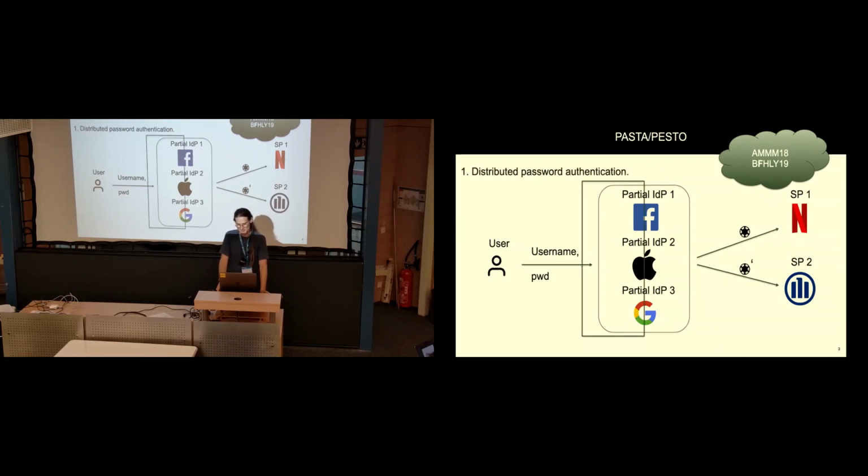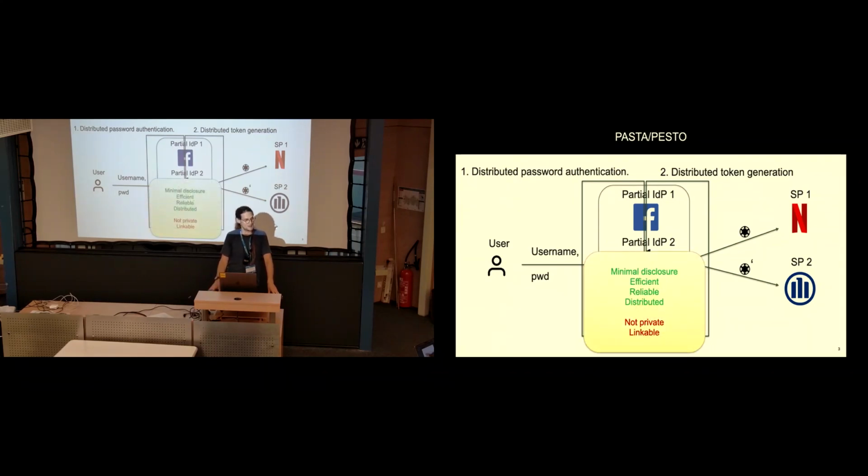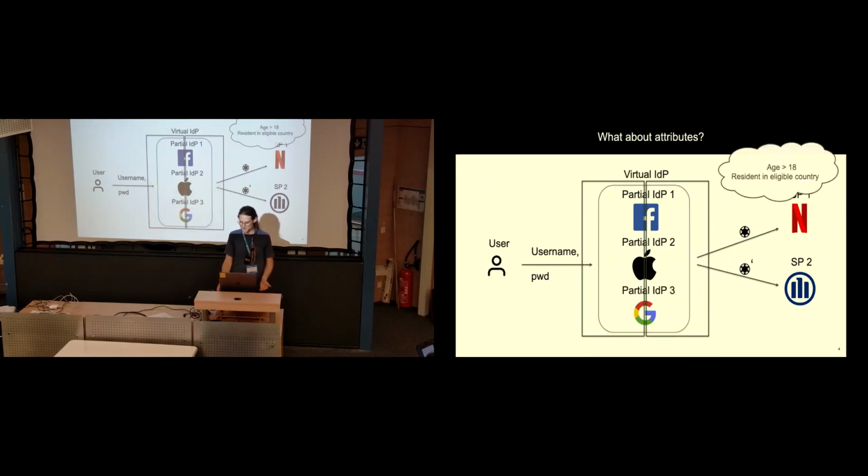Basically, these protocols consist of two phases. First, a distributed password authentication, and secondly, a distributed token generation using distributed or threshold signatures. So again, we have the same advantages as before, along with the fact that we have now decentralized the trust model. Unfortunately, we still have some issues: the tokens don't change, and they can still be linkable. It's also not private. In fact, it's even worse now, since we have three different parties having all the information about the user, in particular the attributes.